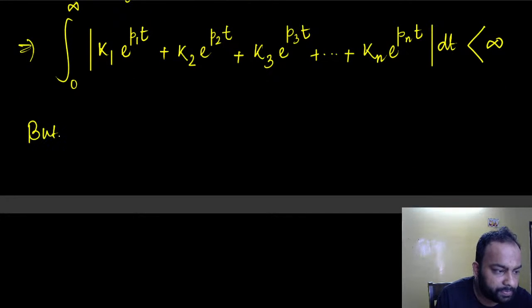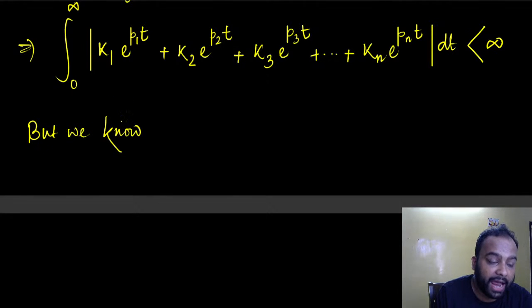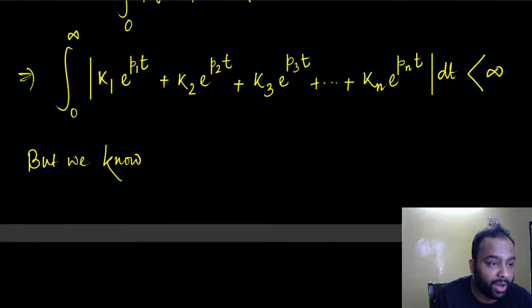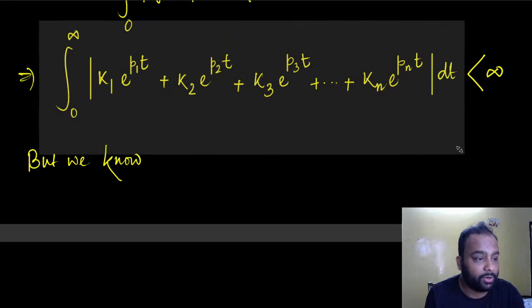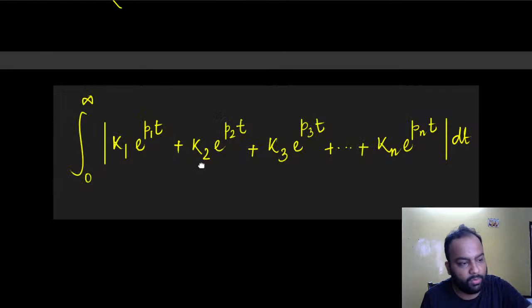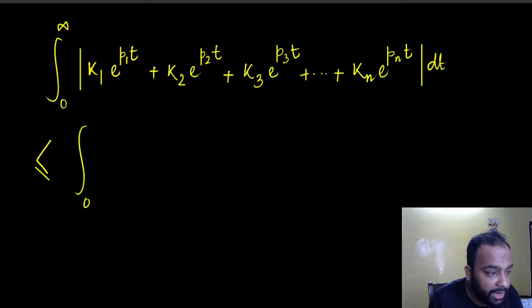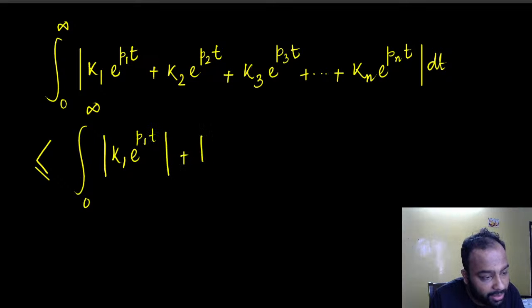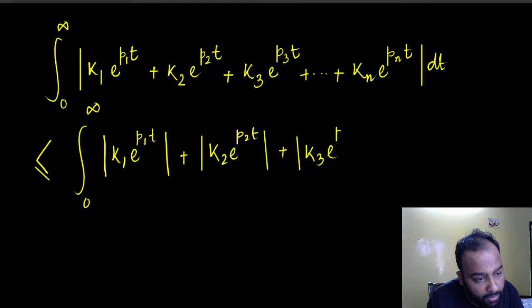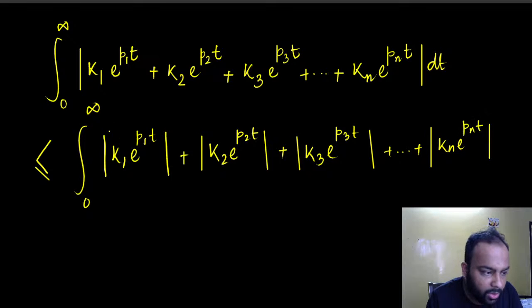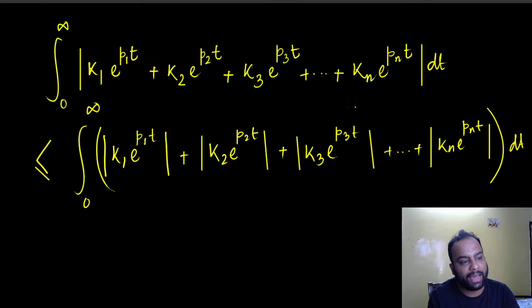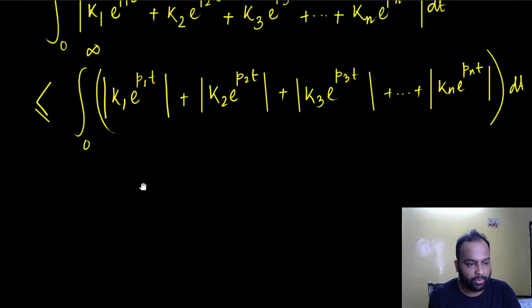But we know, from the triangle inequality, and again we are just doing heavy mathematics today, and I told you that this subject is essentially heavy mathematics, that this is less than or equal to the integration from 0 to infinity of k1 e to the power p1t plus k2 e to the power p2t plus k3 e to the power p3t, and so on to kn e to the power pnt, the whole thing dt. That's the triangle inequality applied inside, very simple.